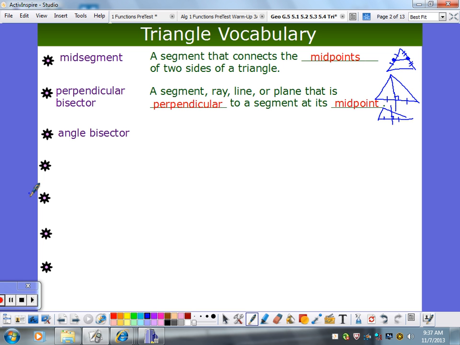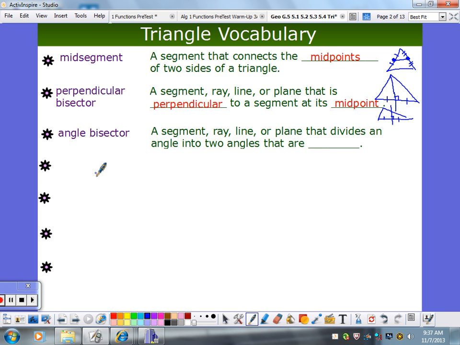We have angle bisectors. We know what an angle bisector is, right? A segment, ray, line or plane that divides an angle into two angles that are congruent. So if you have an angle bisector in a triangle, it's over here and it makes two congruent angles. That's what an angle bisector does. Okay. What else we got here?